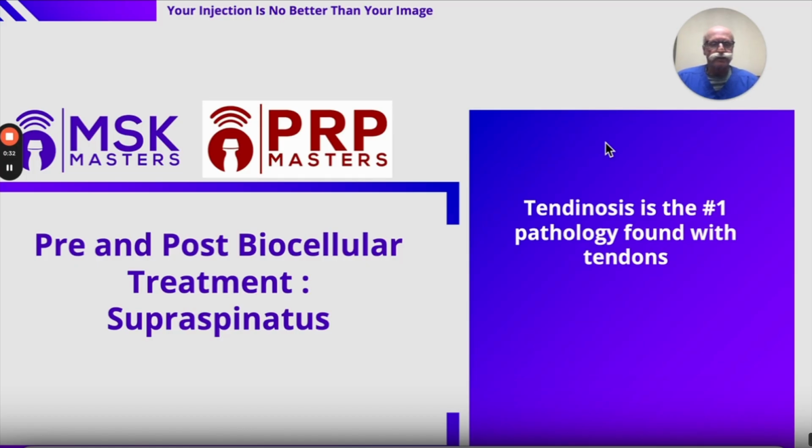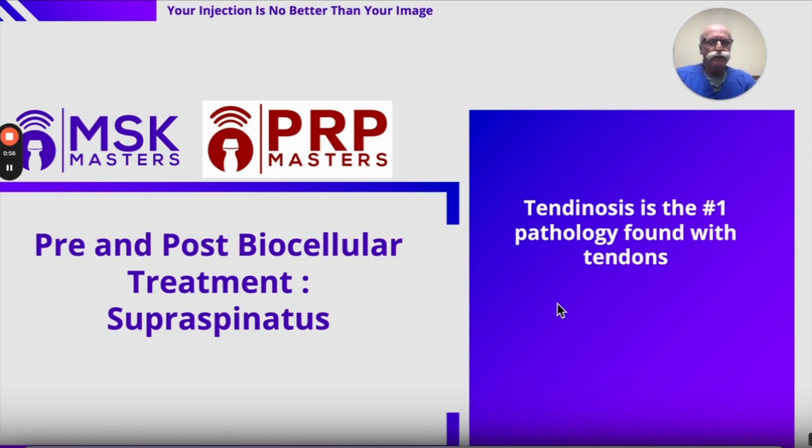This is just a classic example. We had this patient come in just today for a follow-up treatment, or follow-up examination, I should say, and it was quite remarkable what we saw. So these are pre and post images on a patient treated with Biocellular therapy. In this particular case, it was adipose-derived stem cells combined with platelet-rich plasma.